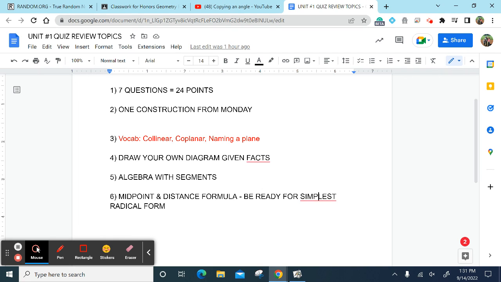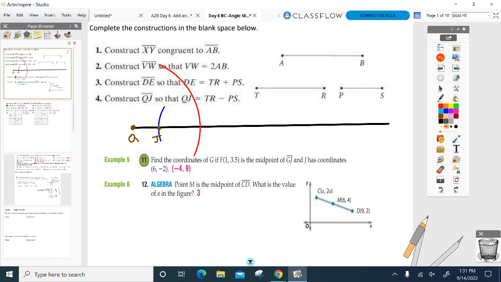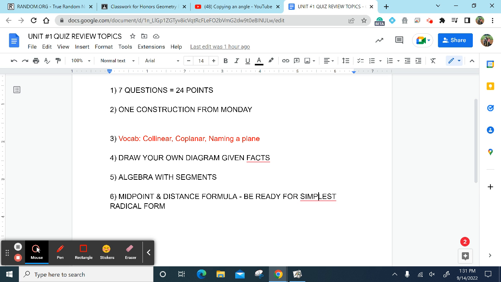7 questions, 24 points. One construction from yesterday. I already warned you what it's going to be. It's going to be one of the 4 from homework, which is going to be tough for some of you because you got to actually try it. One of the 4 from homework or the midpoint one from yesterday's notes. I'm telling you what's there. You're either going to practice it on your own or you're not. Okay? So one of these 4 or the midpoint one. That's the one construction for tomorrow.